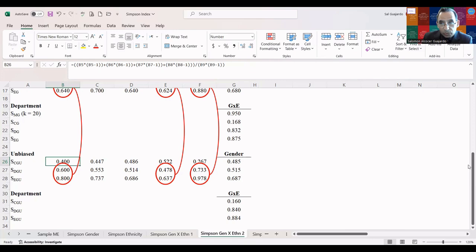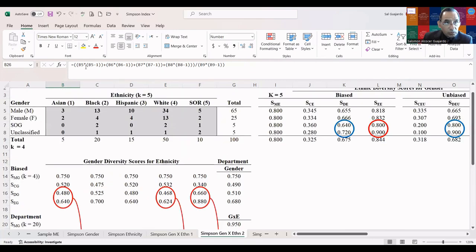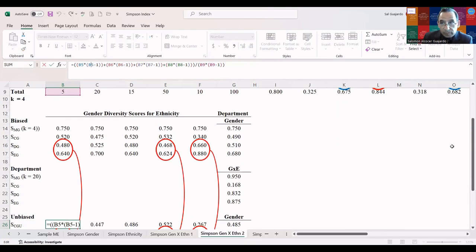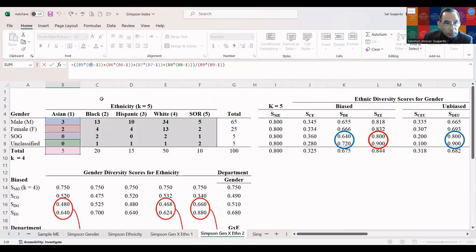Again, the formula for the unbiased scores for the Asian work group is going to be 3 times 3 minus 1, plus the Sal for the female Asian is going to be 2 times 2 minus 1, and I do that for some other gender and unclassified for the Asian workforce. I'm going to add the Sal products, and then I'm going to divide that by 5 times 5 minus 1. So this is going to be 5 times 4.